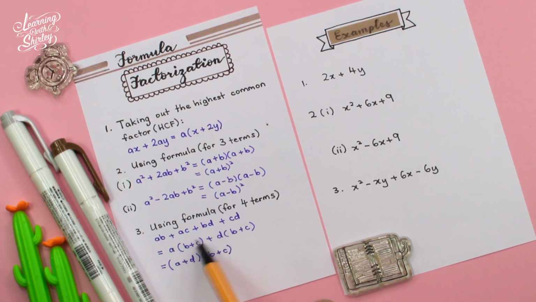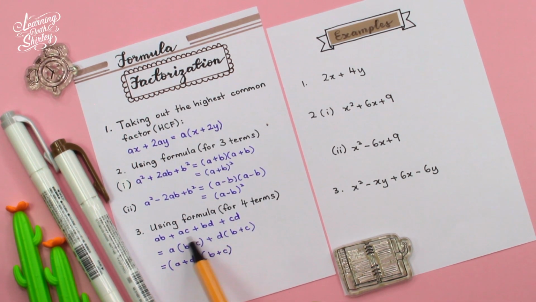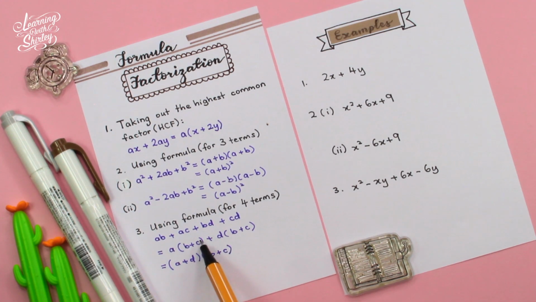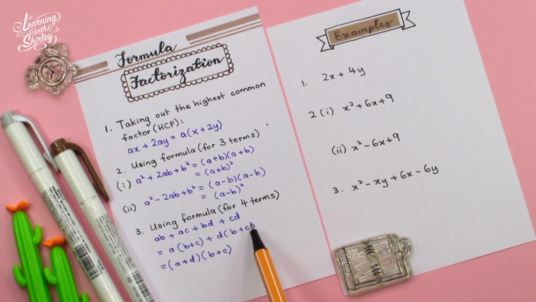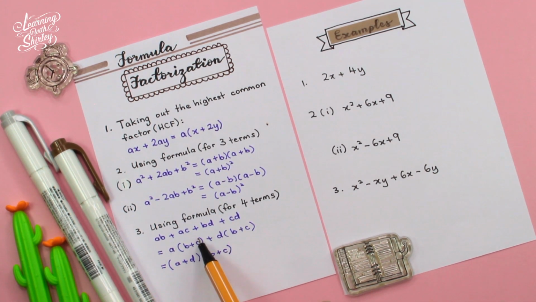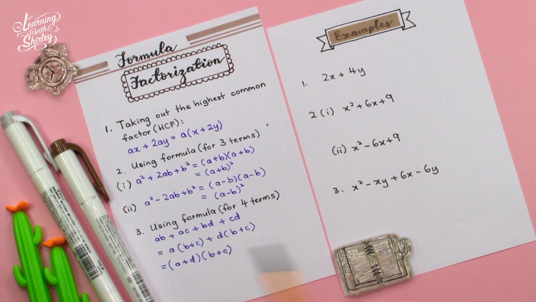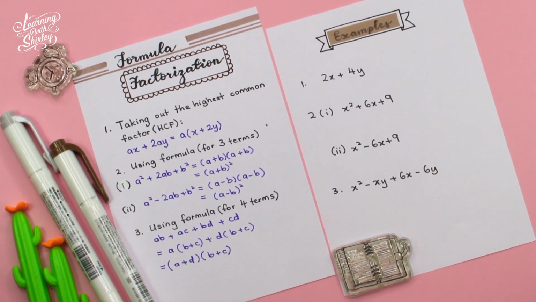Then we look at these 2 terms. So you see the similarity? Here got b plus c and here is also b plus c. Which means that we can factorize the b plus c, put it here. So a plus d will be in another bracket. Okay, let's look at examples.